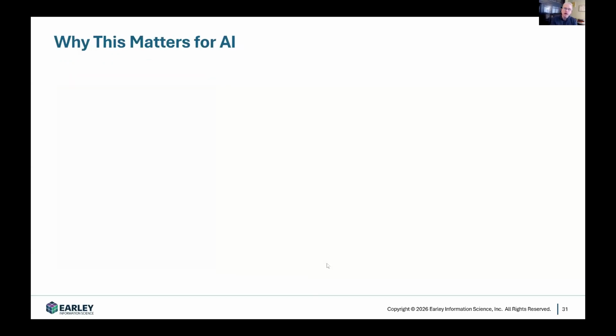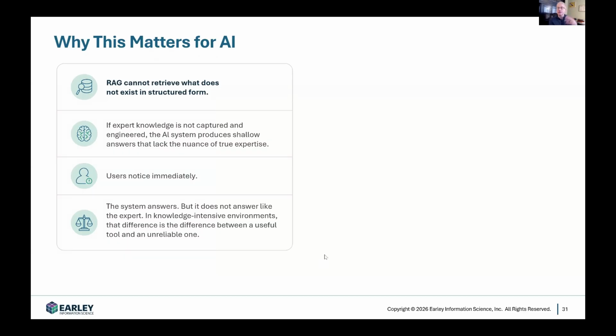Now, again, the reason this matters is because a retrieval augmented generation system, an AI system, a chatbot is not going to retrieve what does not exist, right? If it's not in a structured form, if it's not captured, if it's not engineered, the system is not going to produce that answer. And users are going to notice that, right? So the system will answer, but it doesn't answer as the expert would. And if we're missing it, if we have that gap, and again, this is driven by use cases. What do people need? And we also have mechanism.